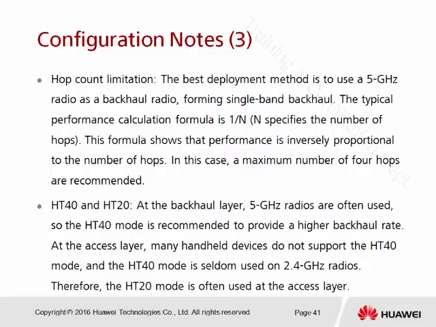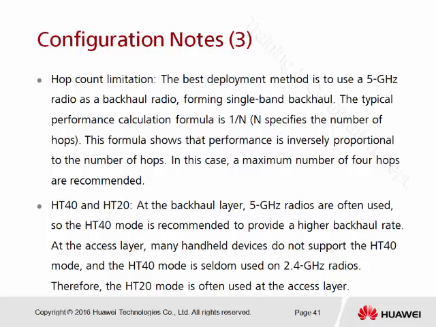The best deployment method is to use a 5 GHz radio as a backhaul radio. Yes, this is like what they mentioned on the previous slide. For a single band backhaul, the technical performance calculation formula is 1 divided by n, where n specifies the number of hops. This formula shows the performance is inversely proportional to the number of hops. So in this case, a maximum of 4 hops is recommended.